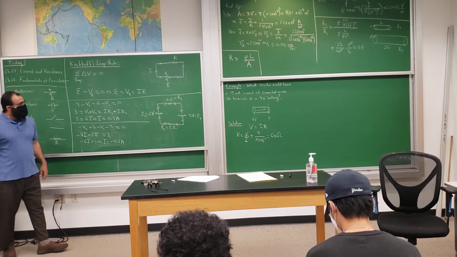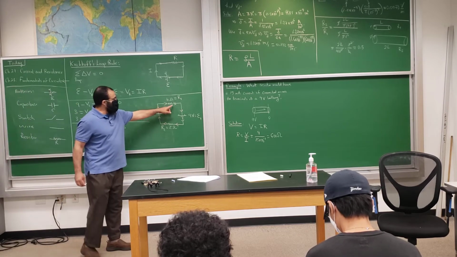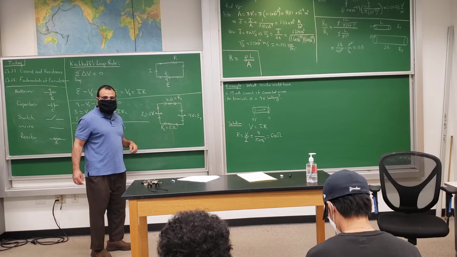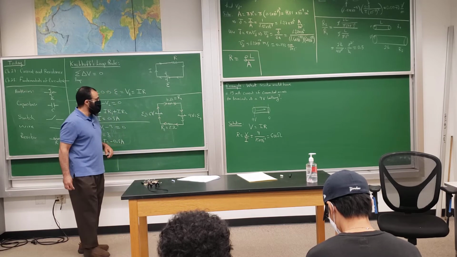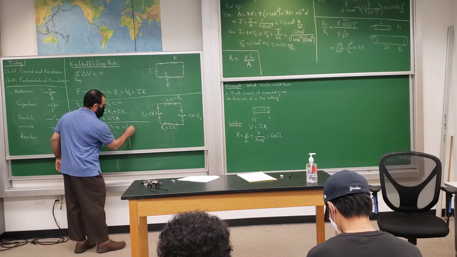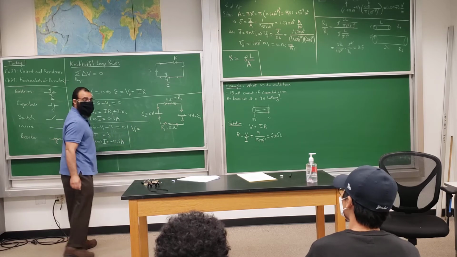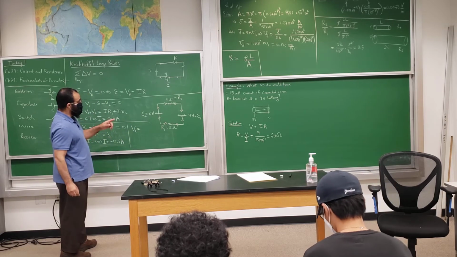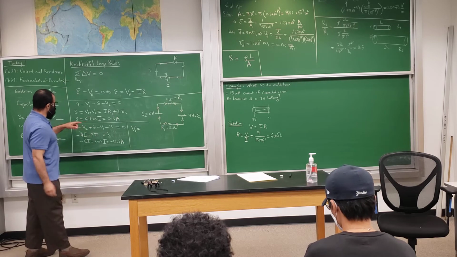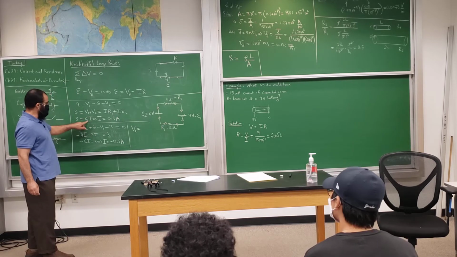Now, what's the potential difference across R1, knowing the current now? What is V1? V1 is IR, so 4 times 0.5, 2. It's IR, right? V1 is IR, so 6 times.